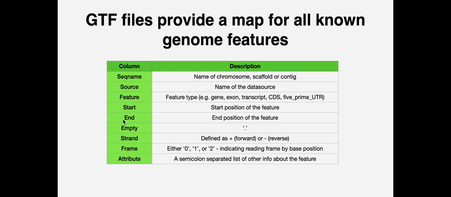It'll have its start and end position. Usually it has an empty character that's just a point, a period, a placeholder character. And then it'll have a positive or negative for the strand. And then oftentimes, but not always, it'll have whether it's a 0, 1, or 2 frame, indicating the reading frame by base position. Sometimes that's also a point there because that information isn't included, so it's point plus point or point minus point. And then it has an attribute, which is just a semicolon separated list of other info about that feature. So that's a single row. All this information is contained for each of these features.